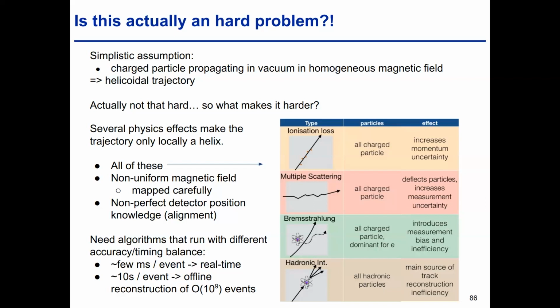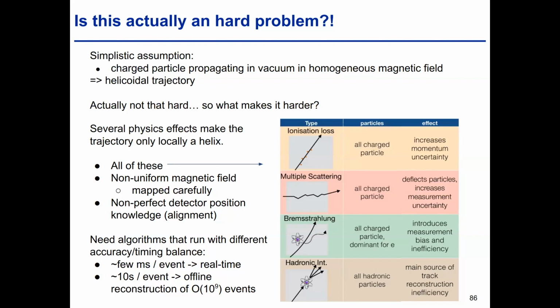And then in addition to that, we have more physics effects. So we talked about ionization loss. The particle will lose a little bit of energy when going through, and I'll go through this effect. We have other physics effects which actually make the trajectory not a perfect helix. In fact, what we can basically say is that only locally speaking will the trajectory be helicoidal, but the overall trajectory is not a nice and beautiful helix.